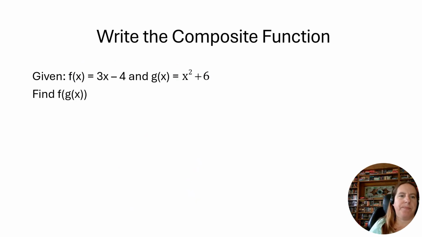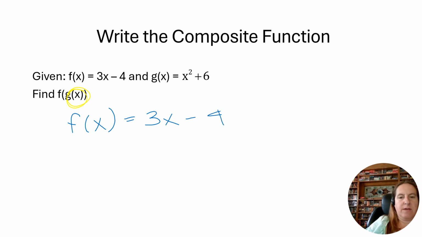Another example. Here we're given the equations f of x equals 3x minus 4, g of x equals x squared plus 6. Again, we want to write an equation for f of g of x. My inside function is g of x, so that's what I'm going to substitute into the f of x function. So I'm going to start by rewriting my f of x function. f of x equals 3x minus 4. That x is what's going to be replaced.